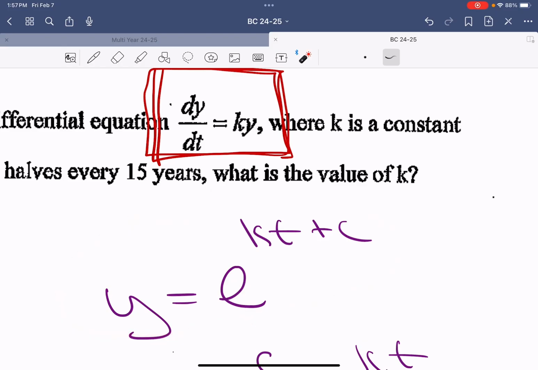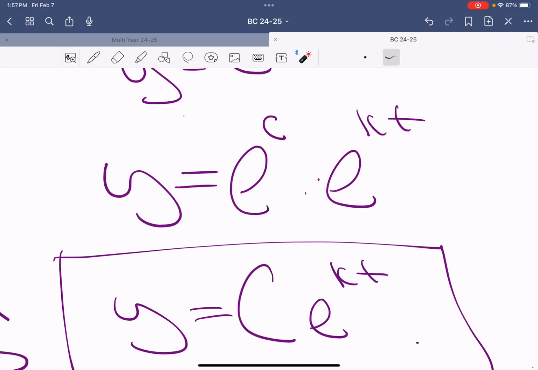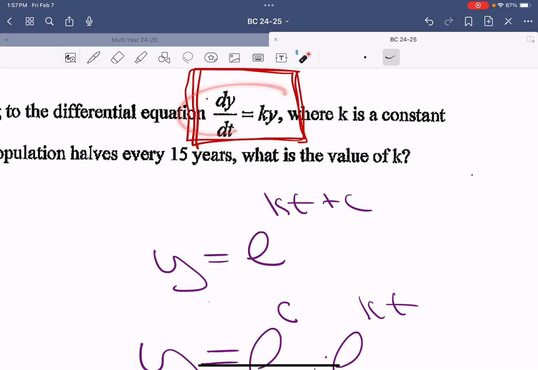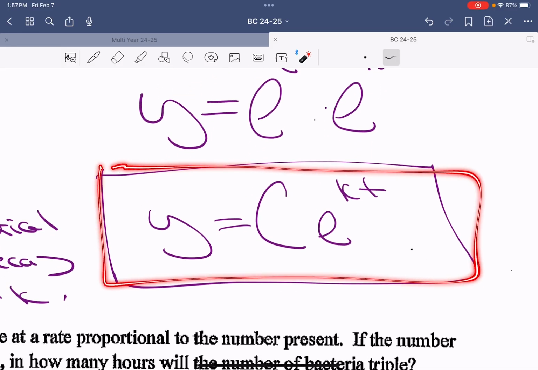And I said, remember that you have this little algebraic trick, e to the kt plus c. I can write this as e to the c times e to the kt. And this is a constant in and of itself that we're going to write like this. Now, this doesn't mean that this c is this c. We're saying that at the end of the day, when I solve this differential equation, and again, we treat k as some unknown constant, okay, we get this solution, y equals c e to the kt.